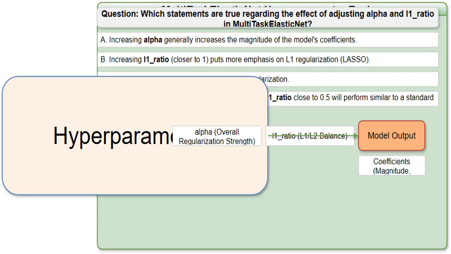I see alpha as a dial controlling how strongly we penalize large coefficients in the model. A bigger alpha means stronger regularization, pushing coefficients towards 0. Think of it like a volume knob. The higher you turn it up, the quieter, smaller, the coefficients get.